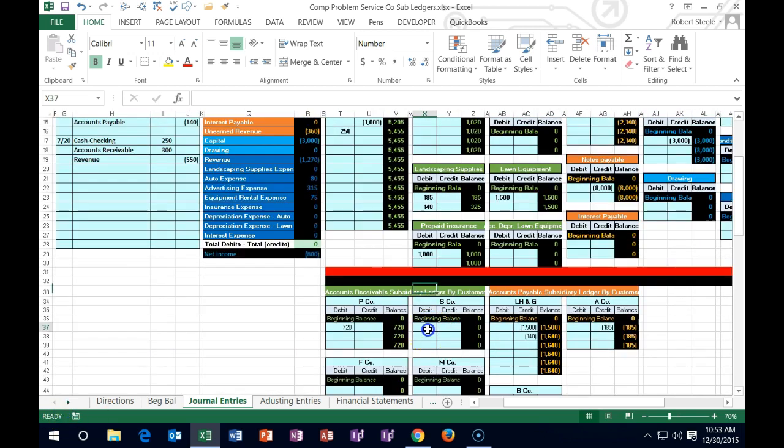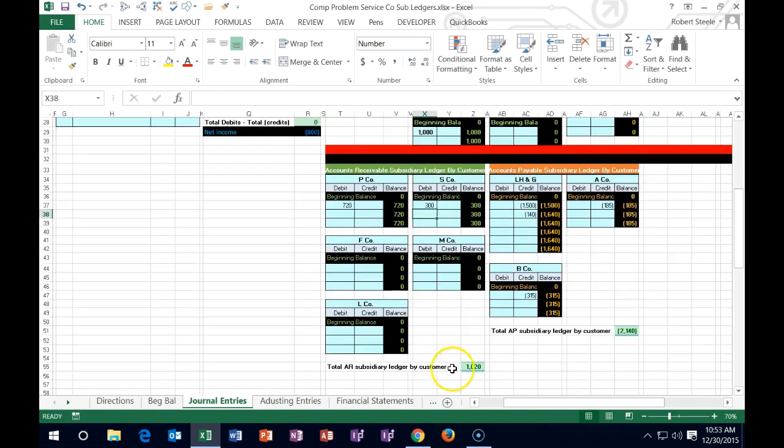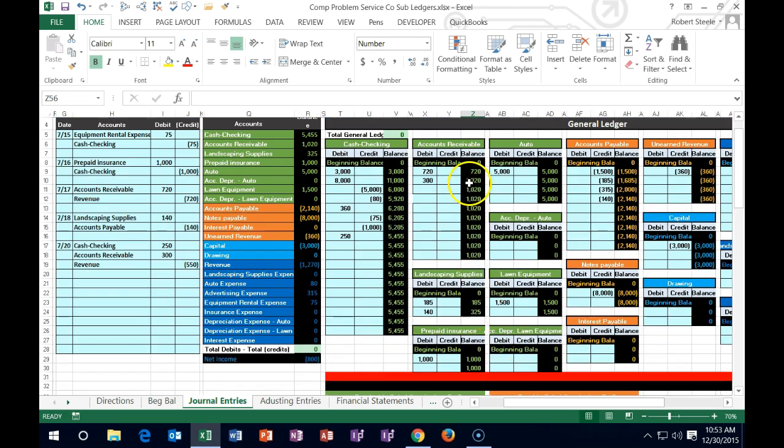So in this case, we did the job for S company. So I'm going to put our cursor in X37. We're just going to put the same information in the GL down here. Now notice we're putting the 300. We're not putting the 550 of the total bill, of course, because they paid us 250 of it and they only owe us 300. So we're going to say 300. And so now the people that owe us money in the subsidiary ledger by client adds up to that 1,020, which ties out to the general ledger, which ties out to the trial balance.